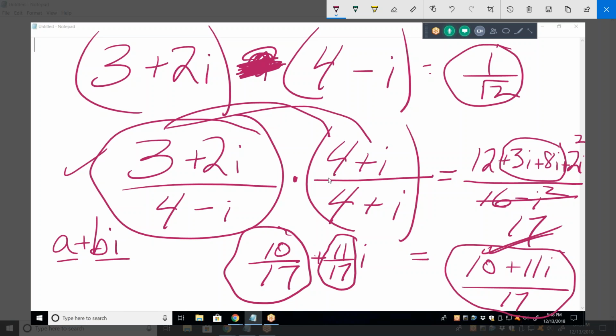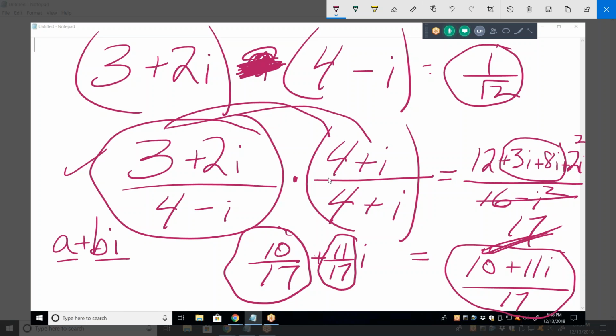This might be accepted. You may not lose points on that answer all in the lower right. It depends on whether they have requested it in a plus bi format or not. If they don't, then that's a perfectly fine answer. 10 plus 11i over 17.